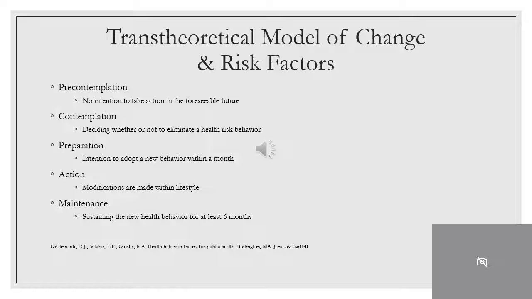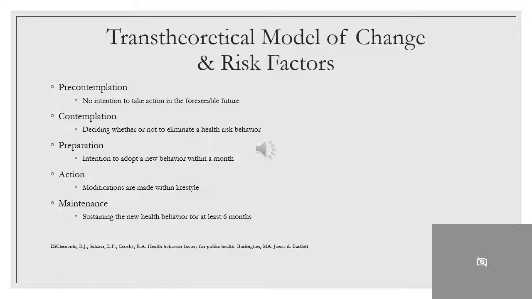Here are the 5 stages. The first one is pre-contemplation, which means an individual has no intention to take action in the foreseeable future. So they have not recognized that they have a potential problem. The contemplation stage, this is deciding whether or not to eliminate a health risk behavior. And then preparation, which is the intention to adopt a new behavior within a month.